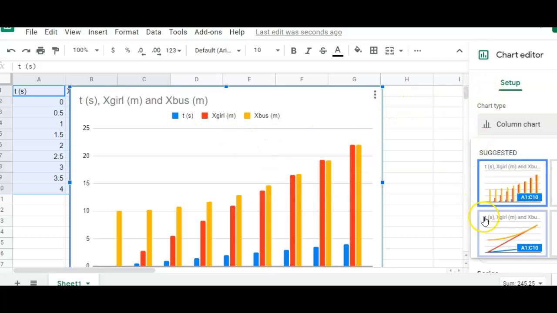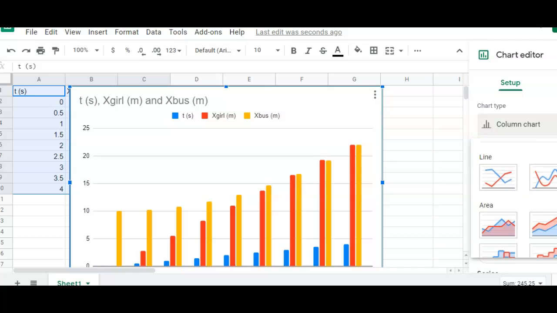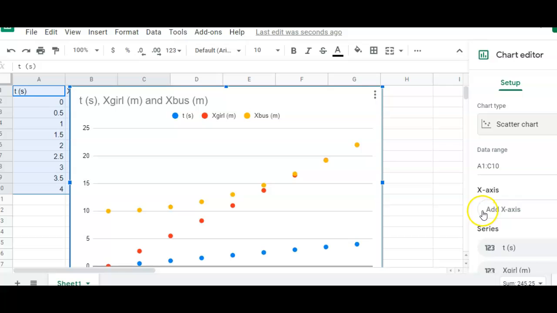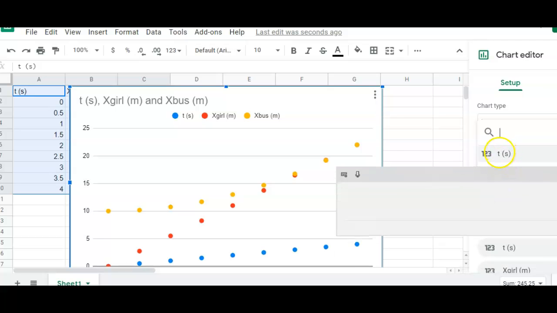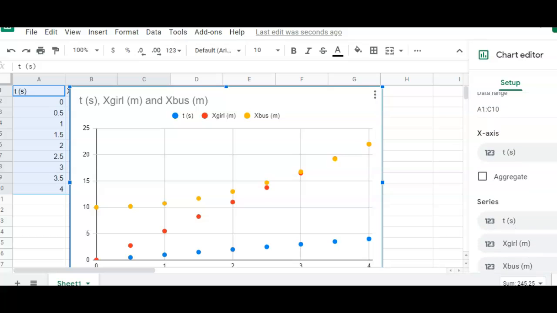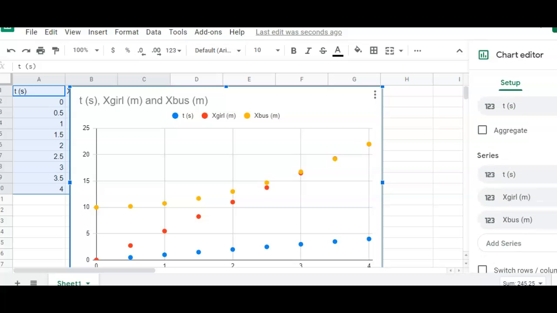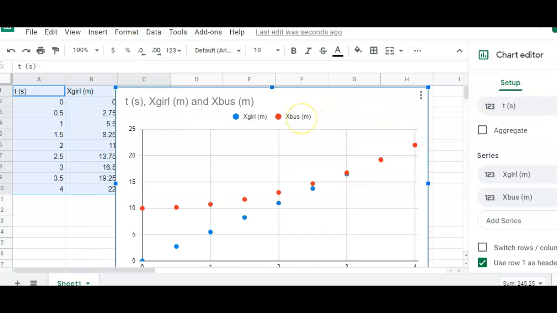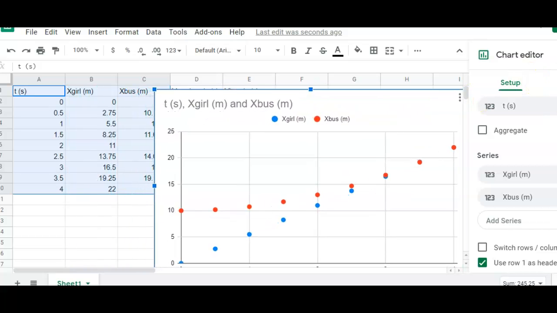Here again, remember we're always going to choose a scatter graph so we can see the points. We don't want to connect them with lines yet. And then we're going to make sure that the x-axis is our time, and we go down here, and we just want to graph the bus and the girl, so I'll get rid of this time there, and now we have 2 points here. Okay, so now we can look at this in a little more detail here.